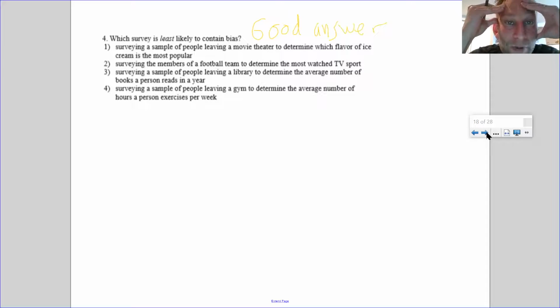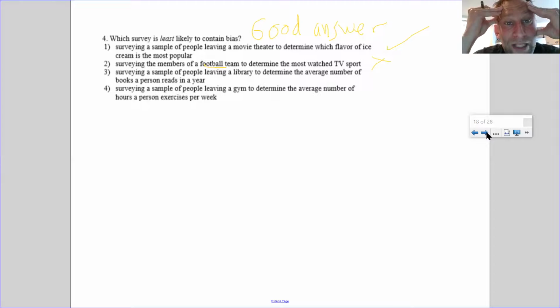Surveying a sample of people leaving a movie theater to determine which flavor of ice cream is the most popular. Is there a reason that people who go to the movies necessarily like chocolate ice cream as opposed to vanilla ice cream? No, this is good. Just because people go to the movies doesn't mean they're going to feel a certain way about ice cream. Surveying the members of the football team to determine the most watched TV sport. Well, if I ask people on a football team what sport they watch, they're probably going to say football. That's biased. It's not random. I'm asking people that I know are going to say they like football.